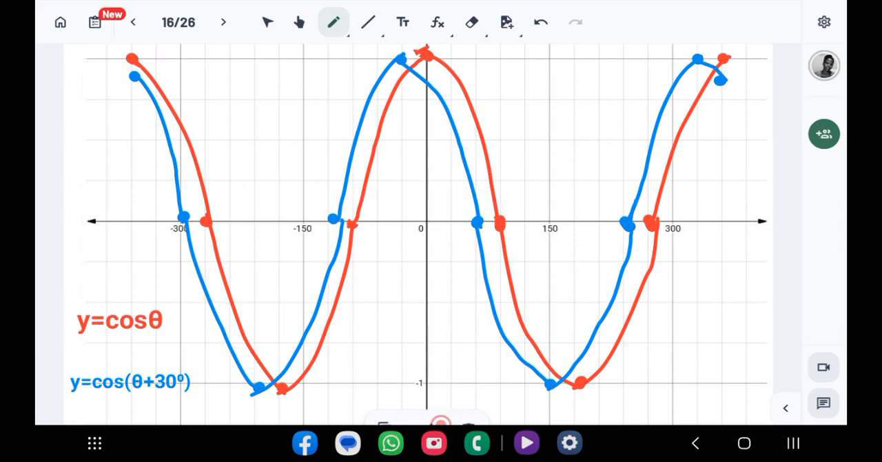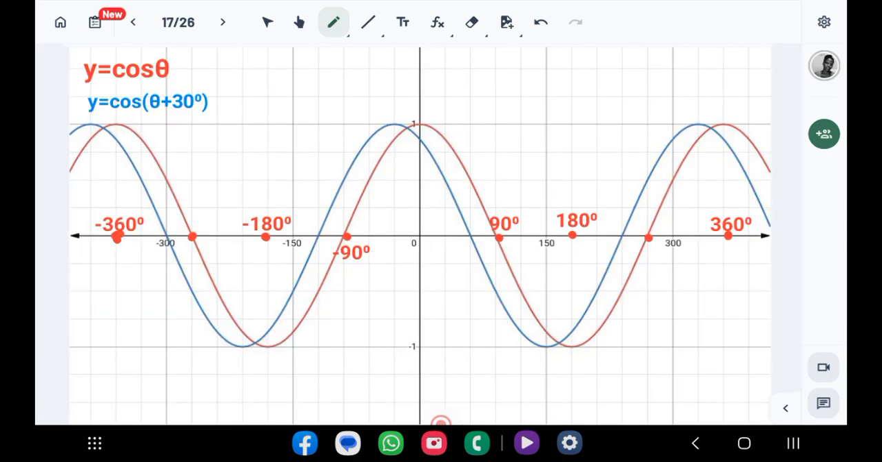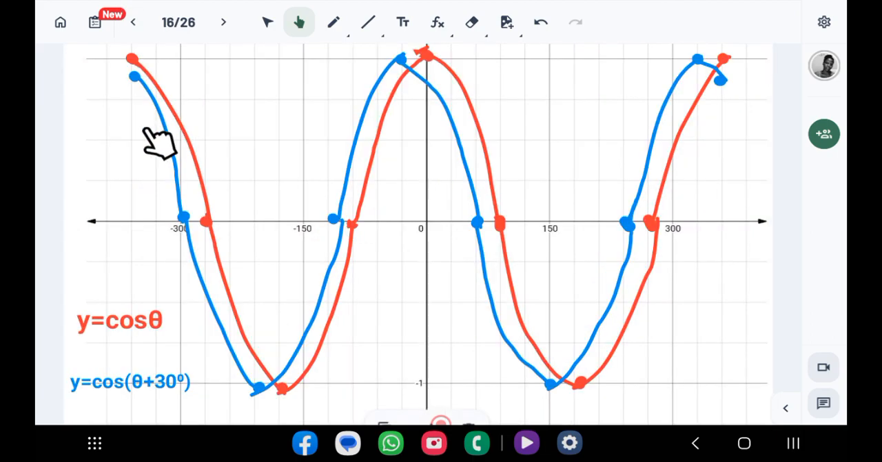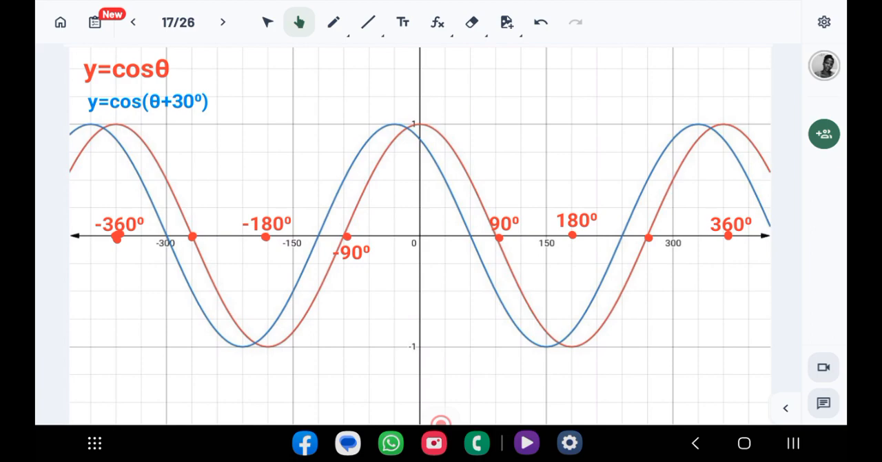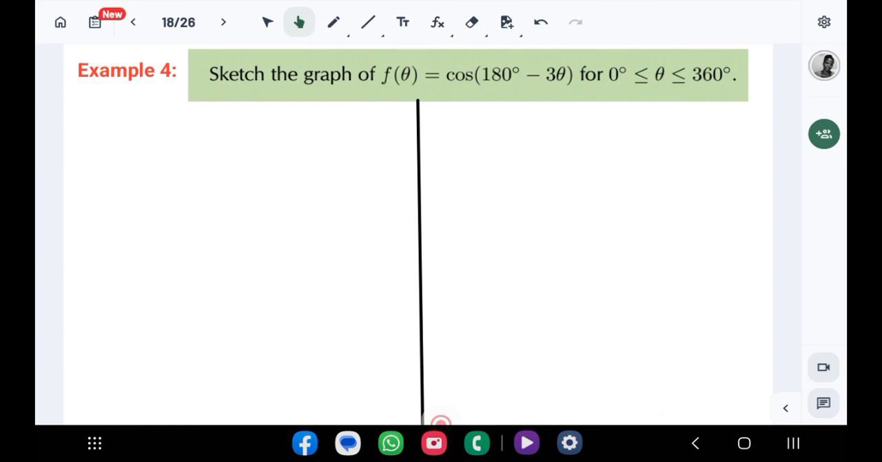Now let's look at what the graph calculator shows. That is exactly the same thing we got. That's why negative 360. The blue one lies just under the red one. There we go. Now let's continue.